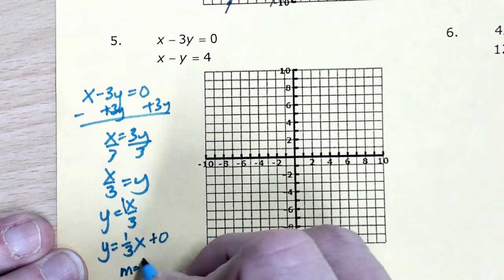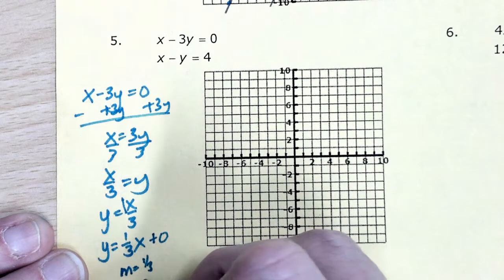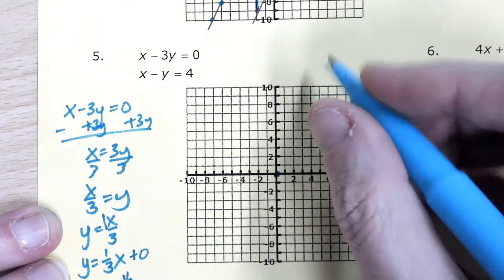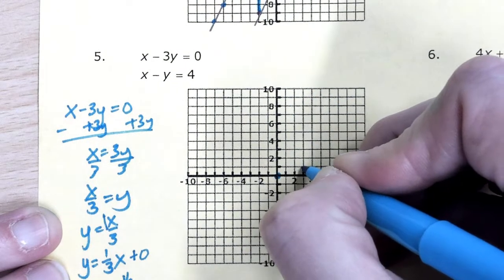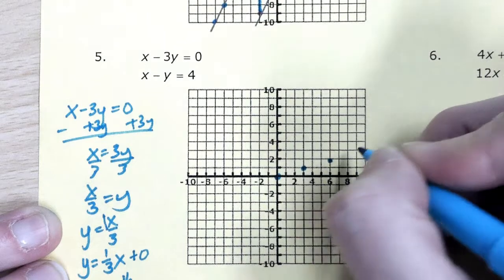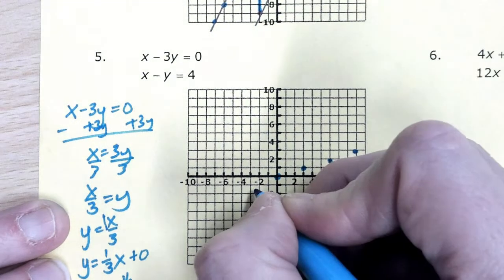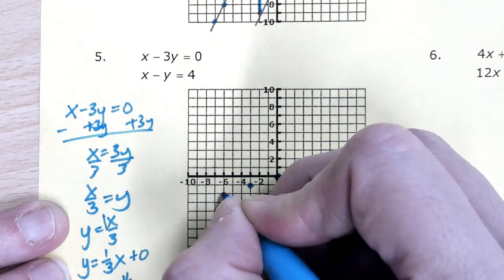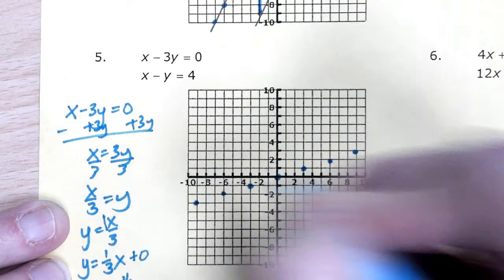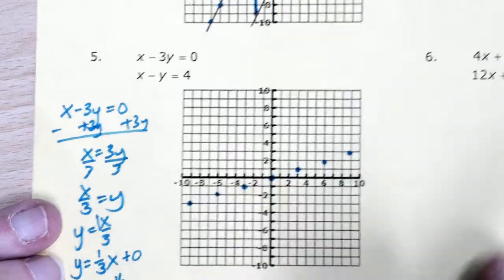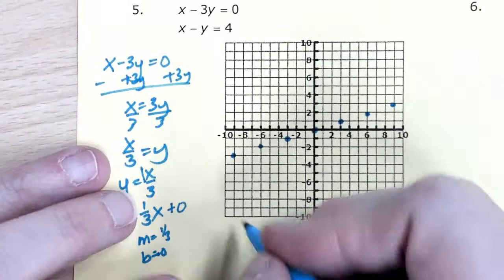So my slope is 1/3. My y-intercept is 0. So I start at 0, 0. I rise 1, run 3. Rise 1, run 3, and then I can go back in the other direction as well. And again, I'm just continuing this pattern, all right? For the other equation, I can do the same thing.